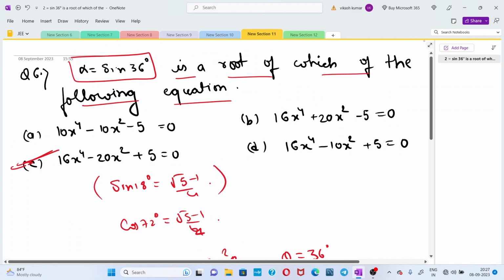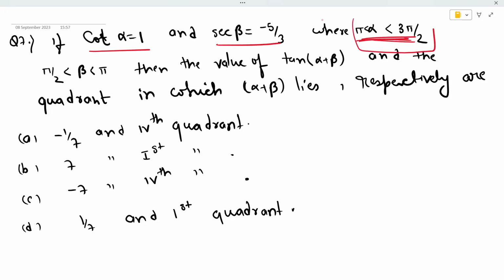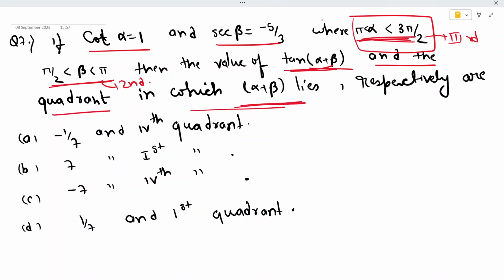Okay. Now let's move to the last question. This is very straightforward. Nothing to worry about. We are given cot alpha and sec beta. Alpha is between pi by 2 to 3 pi by 2, this is in the third quadrant. Okay. And beta is between pi by 2 and pi, this is in the second quadrant. So you have to evaluate the value of tan of alpha plus beta by 2 and the quadrant in which alpha plus beta lies. Okay. If we know the value of cot alpha, then tan alpha is the reciprocal. So this is equal to 1.